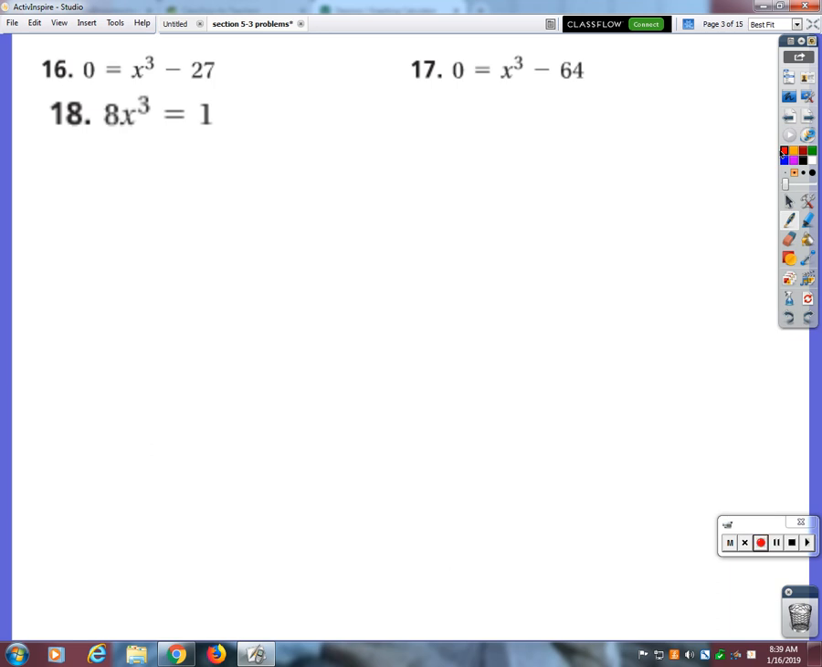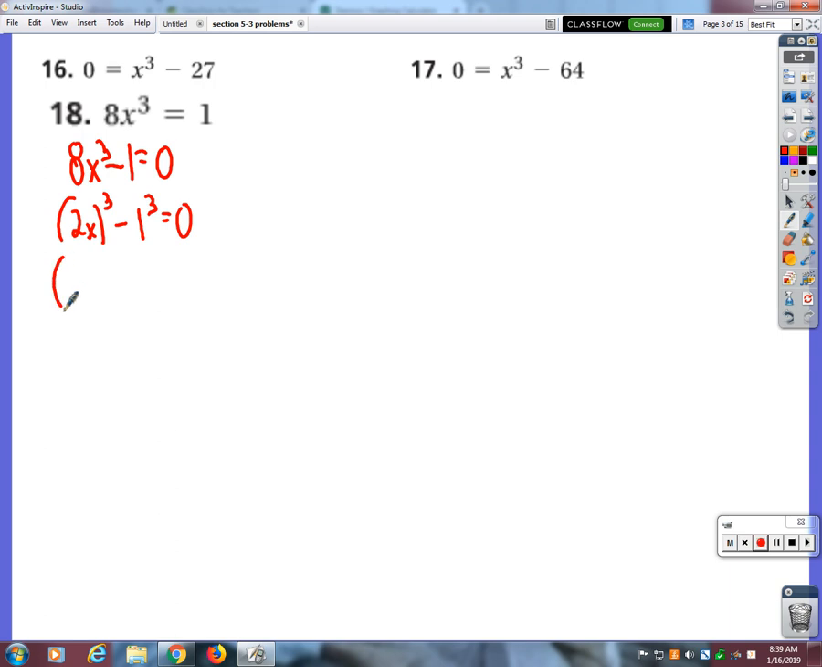Okay, let's take a look at number 18. So if I do what I'm supposed to do and set it equal to 0, this is going to be a difference of cubes again. 8x cubed is what cubed? What number cubed is 8? 2. So this is 2x cubed minus 1 cubed. So in this case, A is 2x and B is 1.